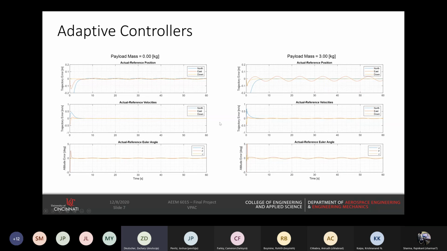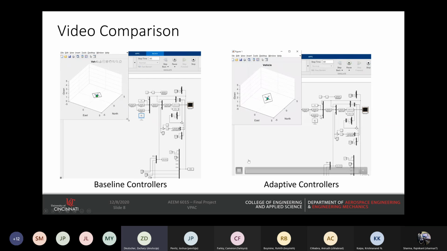So these are the results with the adaptive controllers implemented. The one on the left is 0 kilograms, and it's virtually identical to the unaltered simulation error, which is good because that means our adaptive controllers aren't working when they don't need to. And then on the right are the error results for a 3 kilogram payload mass, and the resulting errors are much lower than they were before, within a reasonable level of operating error.